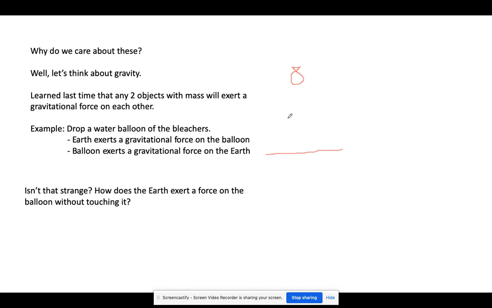We know what it's exerting. It's gravity. We know that. We've experienced gravity all of our lives. But how does it actually do that? Consider the fact that the Earth and the balloon are not touching.